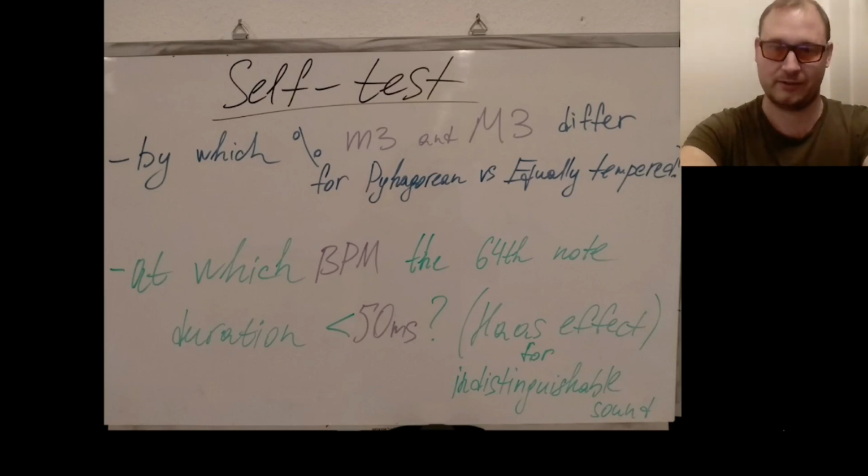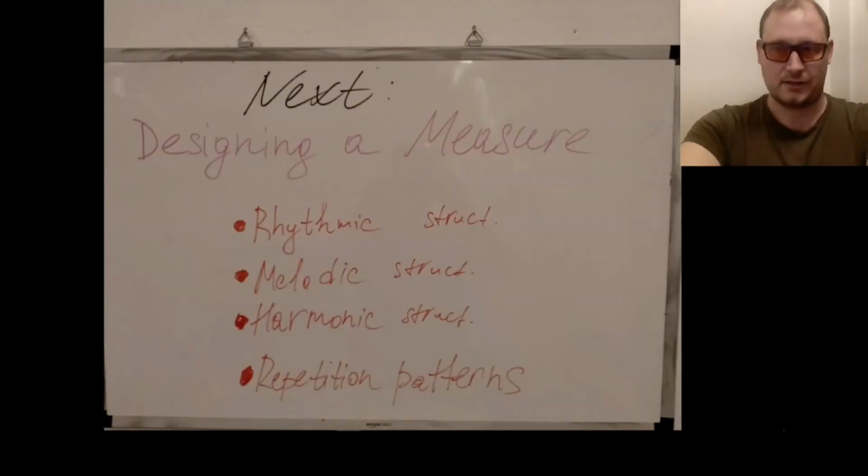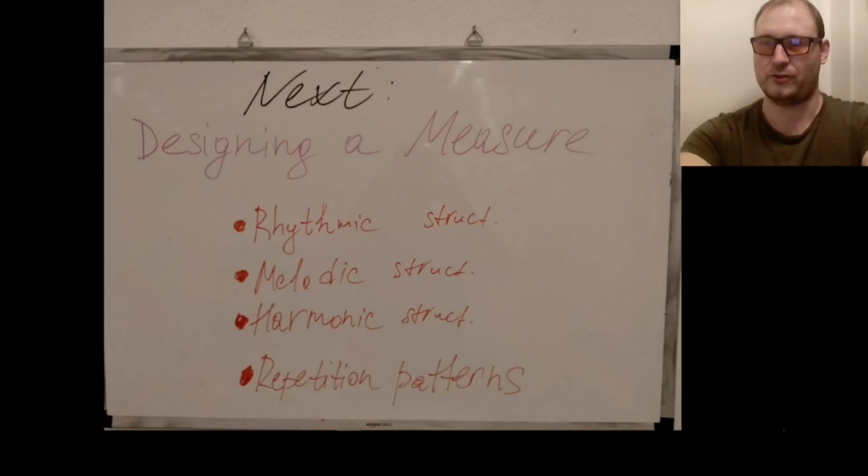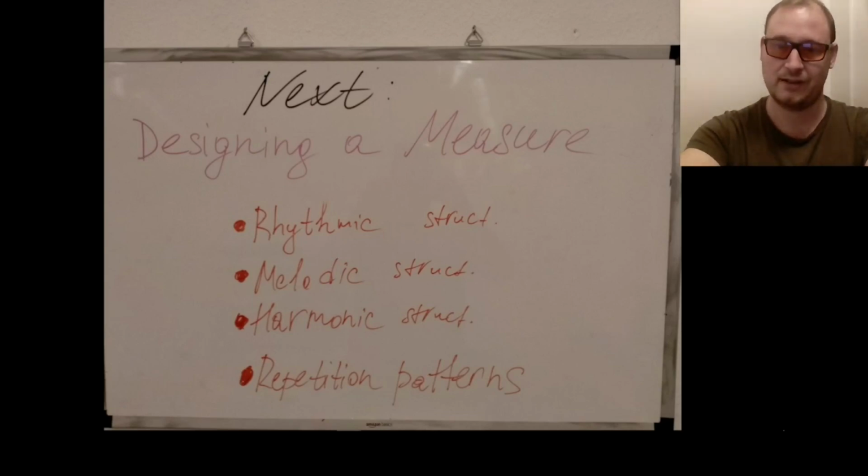Next, we will talk about designing measures, which is the next structural unit on top of the note. We'll talk about rhythmic structure, the melodic structure, the harmonic structure of measures, and the repetition patterns they follow. And for this, of course, we will extensively rely on the definitions we have defined in this lecture.